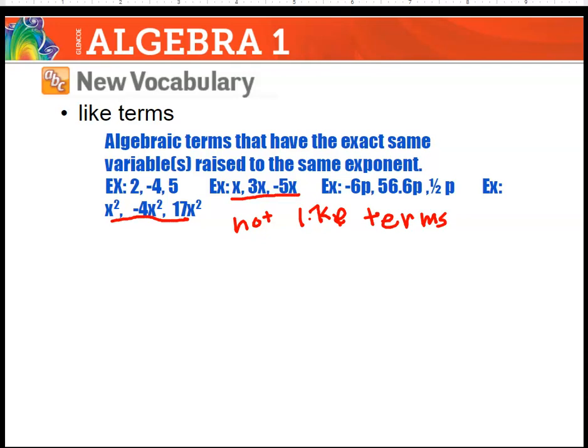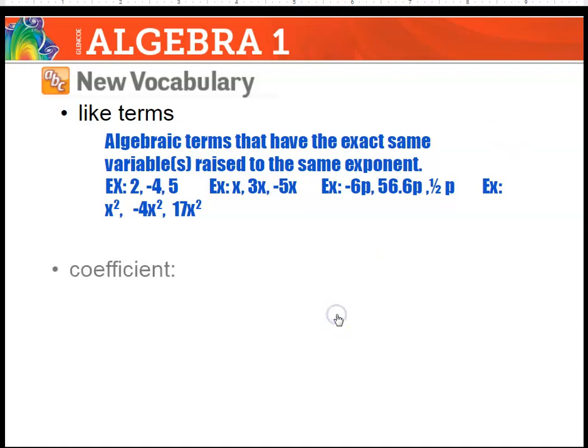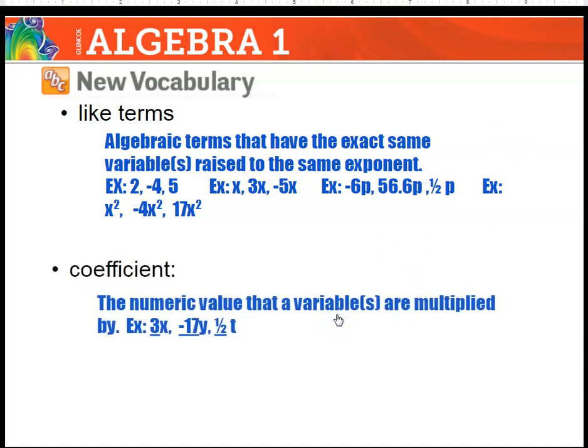The other term we have here is coefficient. We said coefficient was a numeric value that a variable or variables are multiplied by. For example, 3x, there the 3 is your coefficient. -17y, the -17 is your coefficient. And 1/2 t, the 1/2 is your coefficient.